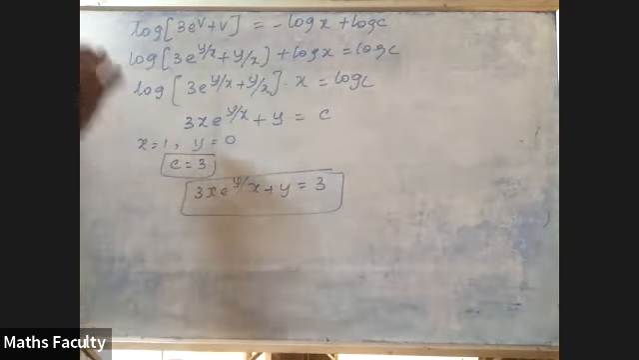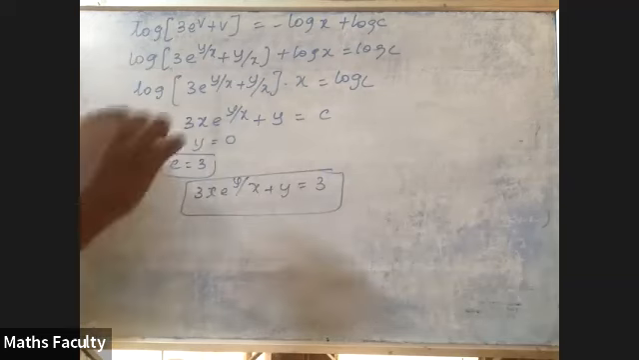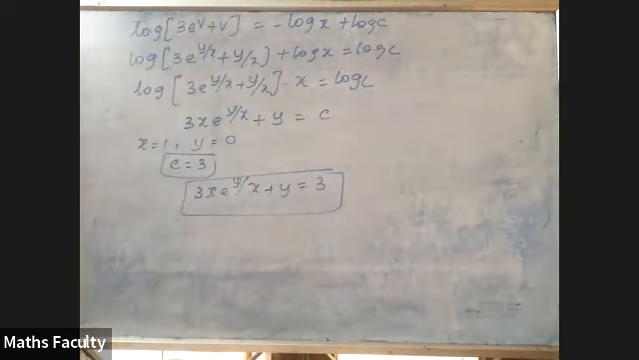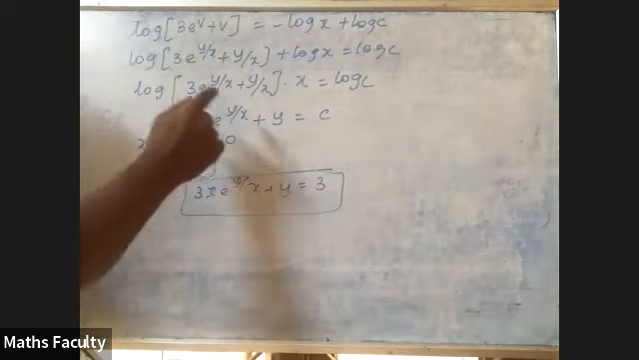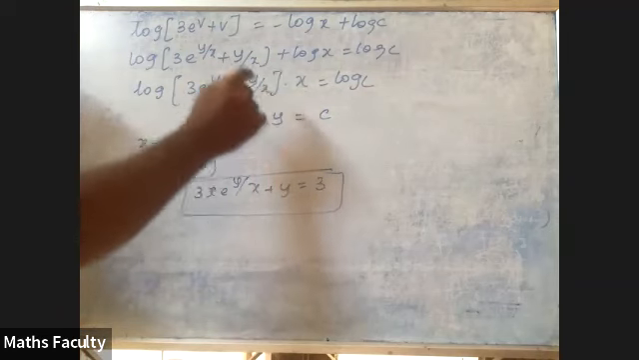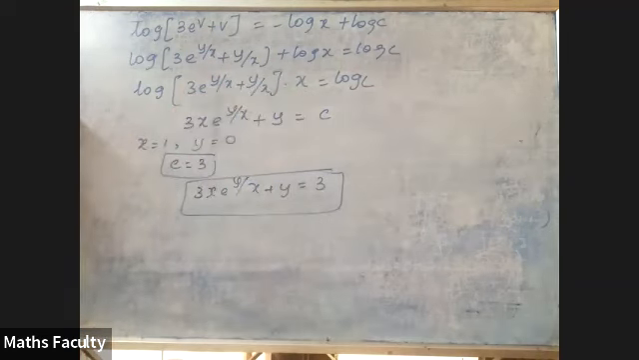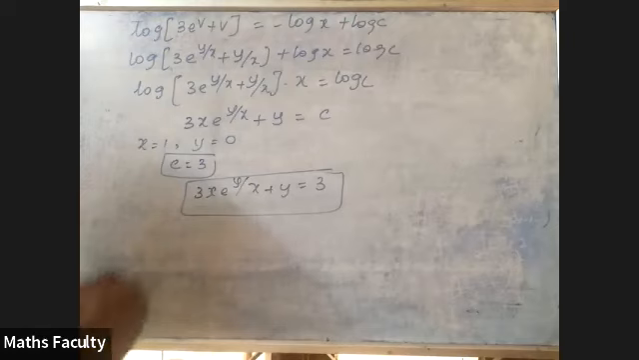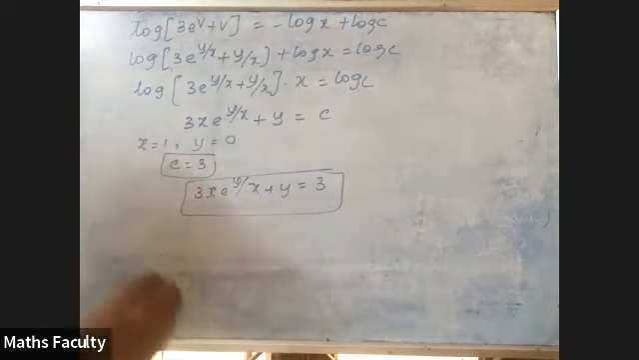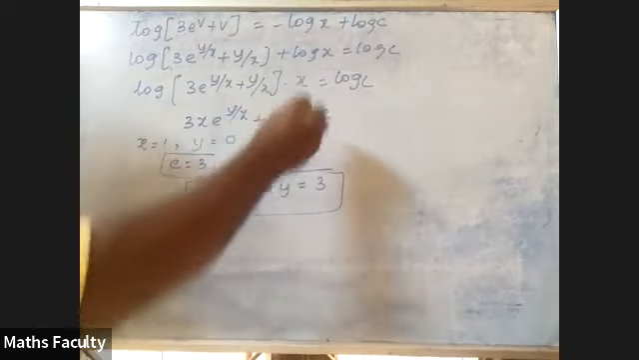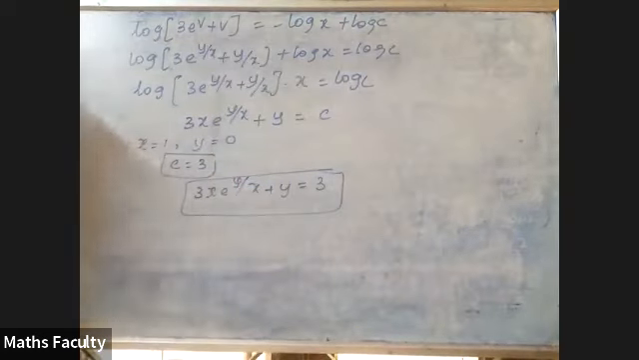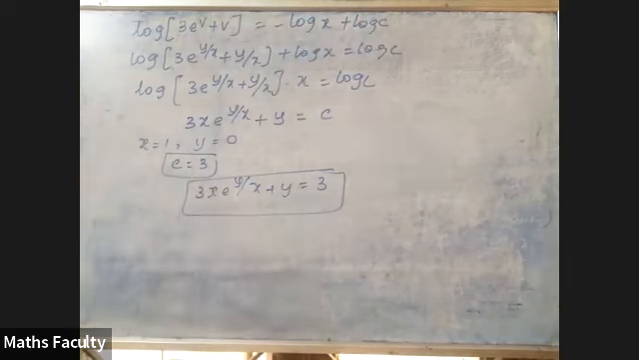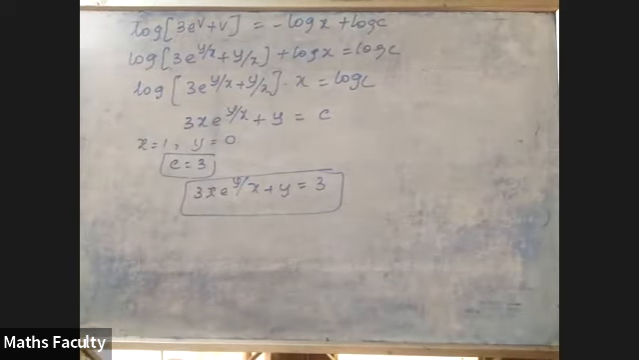So log of (3 e power y by x plus y by x) plus log x becomes log c. Removing the log, we have x multiplied by (3 e power y by x plus y by x) equals c. According to the problem, it was given that x equals 1, y equals 0. Substituting, I'll get c equals 3. Substitute the value of c in the given equation. We'll get the solution as 3x square e power y by x plus y equals 3. Please take down.